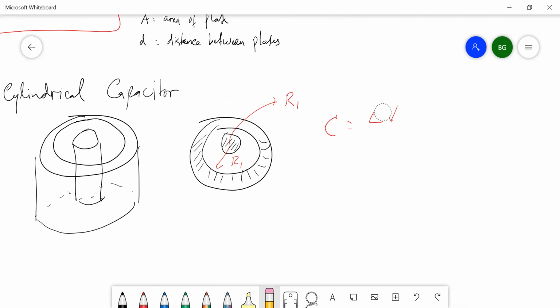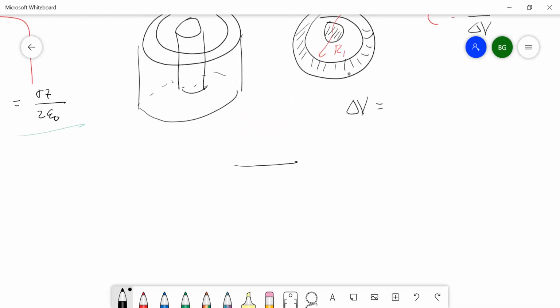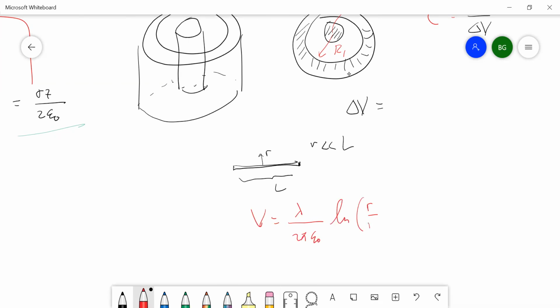So Q over delta V. Do you know what the potential is in this case? The potential for a rod, let's say this is R here. The length is L, where R is much smaller than L. And this potential will be lambda over 2 pi epsilon 0 log R over R0.